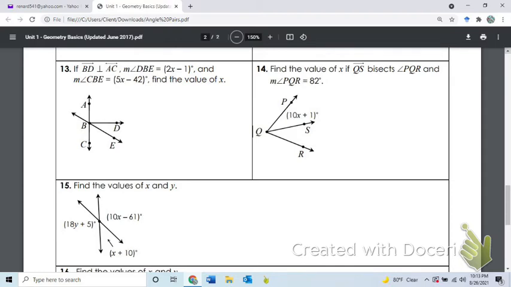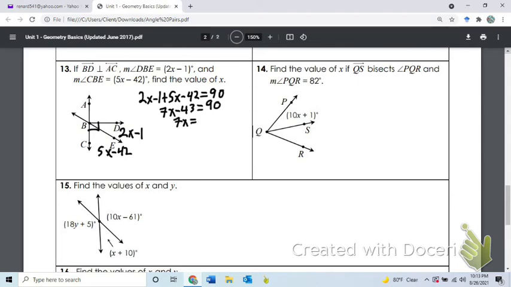Ray BD is perpendicular to line AC. The measure of angle DBE is 2x minus 1, and the measure of angle CBE is 5x minus 42. Because we know that BD is perpendicular to ABC, we know that those two together are 90 degrees. It's what perpendicular means. So we know that 2x minus 1 plus 5x minus 42 is going to equal 90 degrees. That gives us 7x minus 43 equals 90.